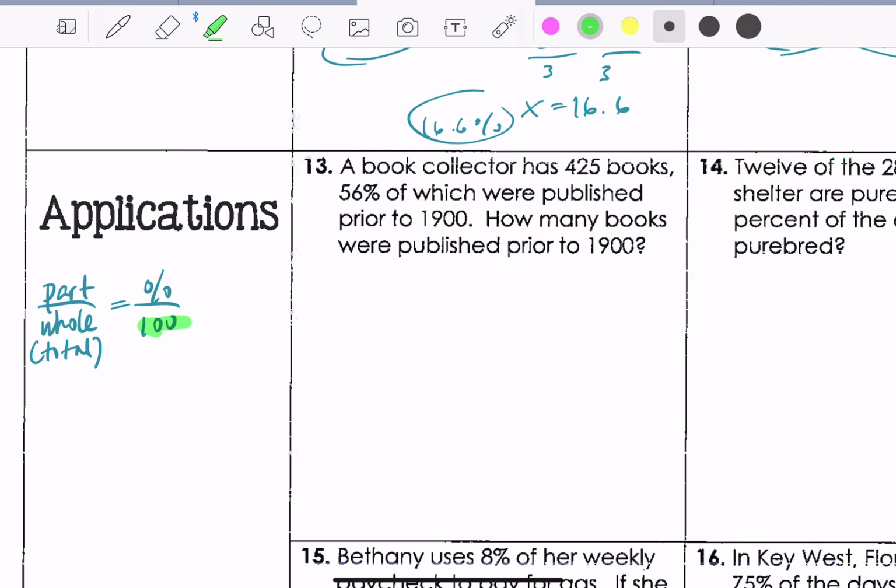100 is always there. So when you set them up, a lot of times people might even do this, right? Where they do this because they know that's going to be there. That's one way to think about it. Okay, so let's read this first question.